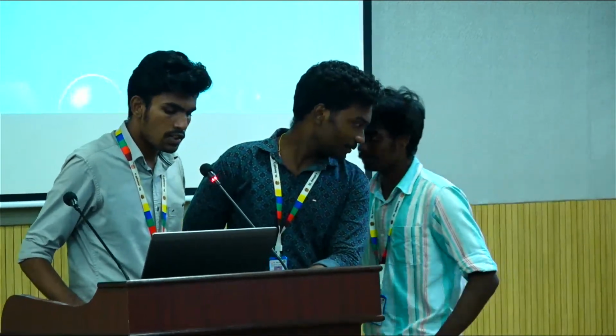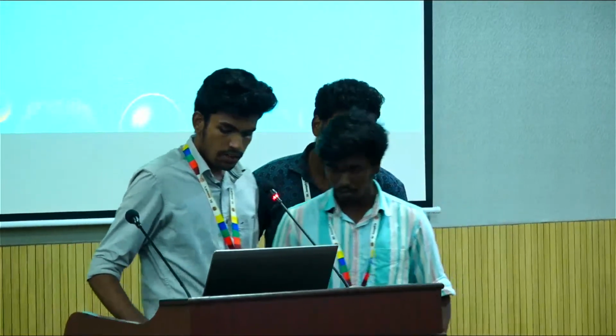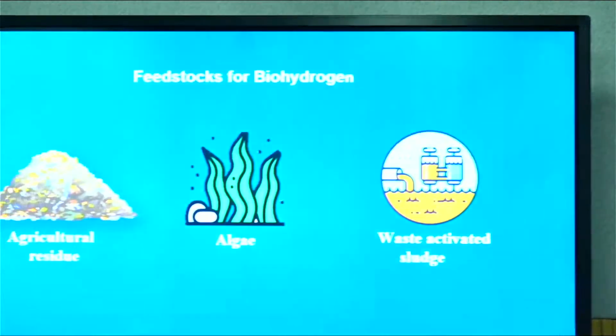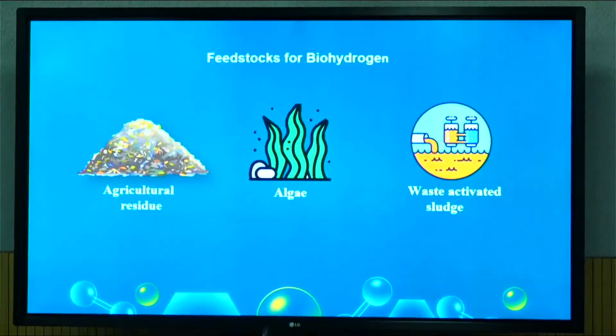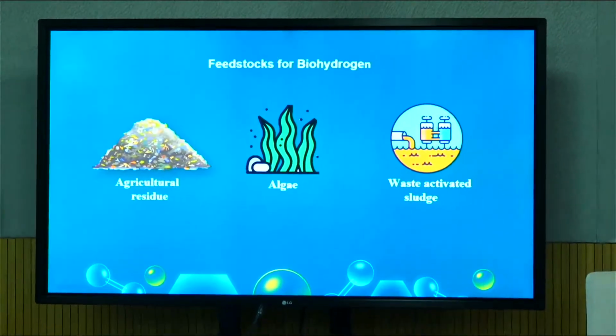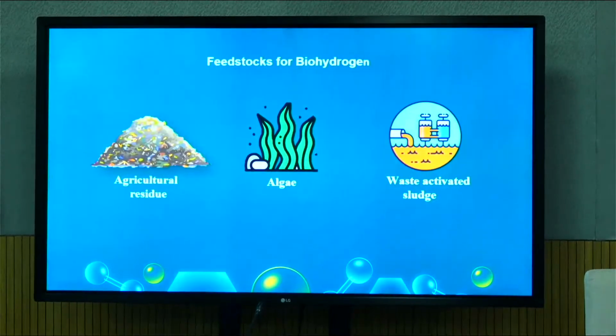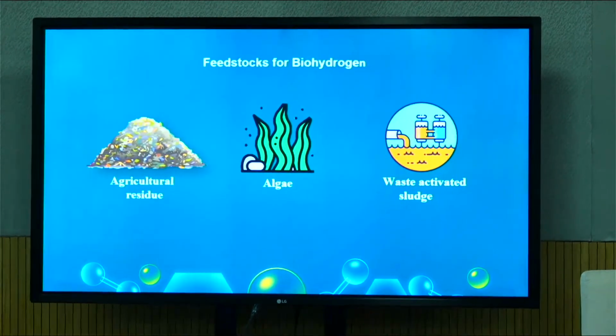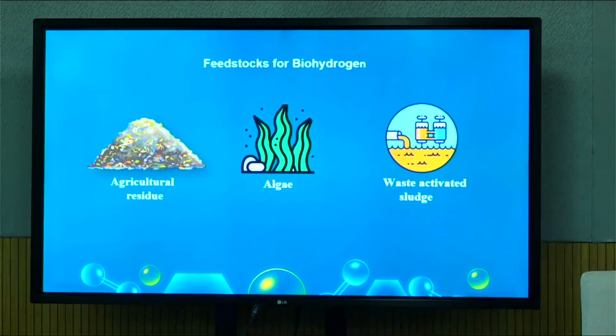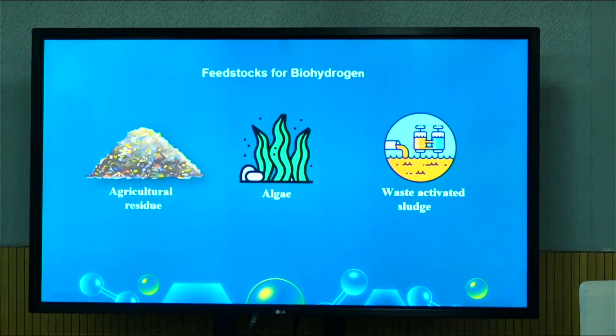And in this review, we have taken three types of feedstock for our comparison for the different types of production of hydrogen. First one is agriculture residue, second one is algae, and third one is waste activated sludge. And we have taken three types of biological process for the production of biohydrogen, because gaseous process can produce hydrocarbons in the process of production of biohydrogen. So it is not good for sustainable development. So we only consider the three types of biological process.